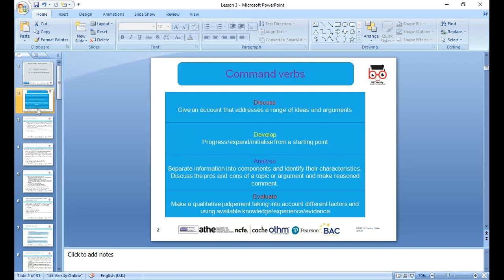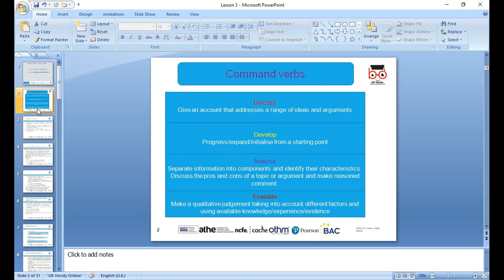Okay, let's move back to our slide. If you have any questions, please drop me an email. Today's lesson has 4 command verbs. Discuss: give an account, addressing a range of ideas and arguments. If you're talking about credit control, you're discussing it. Develop: progress and expand from a starting point. So you need to look at how you develop the credit control policy in our organization, how strong it is, and how you improved it.